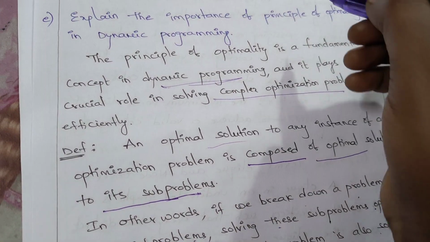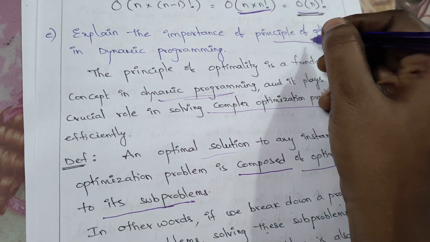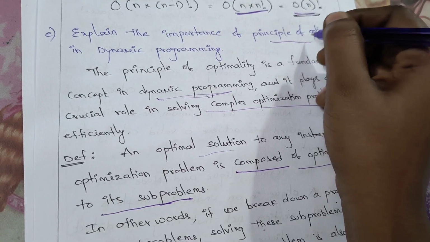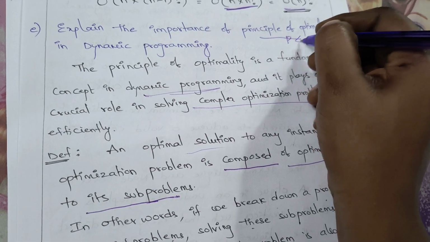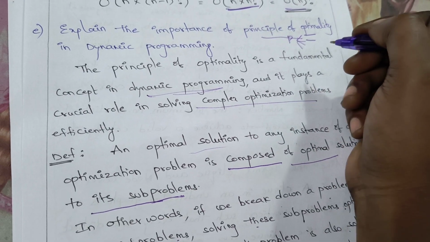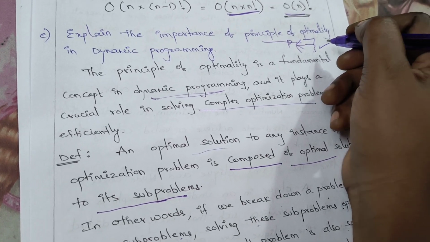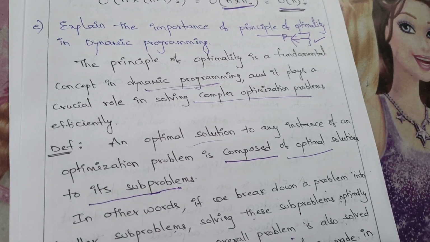So the keyword I told you to remember is sequence of decisions. Sequence of decisions means you have to divide the problem into many subproblems. We'll take a decision here, we'll take a decision here. Out of these, whichever is optimal, we'll take that decision. So this is the principle of optimality.